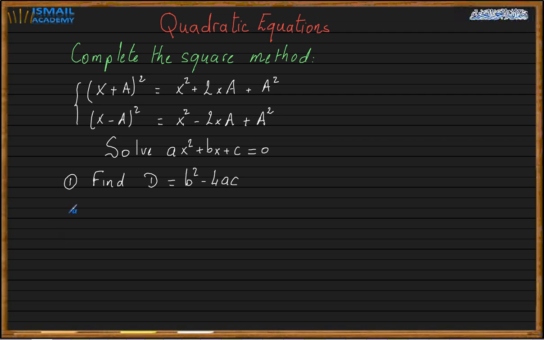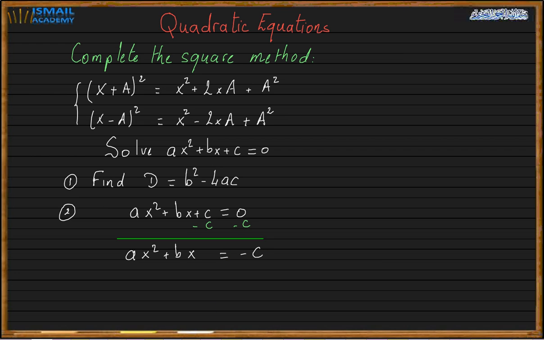All right, the second step. This is how we use the complete the square. We have ax squared plus bx plus c equals 0. First, we minus c on both sides. Let me use a different color for these steps. So minus c on both sides, and you will end up having ax squared plus bx equals minus c.